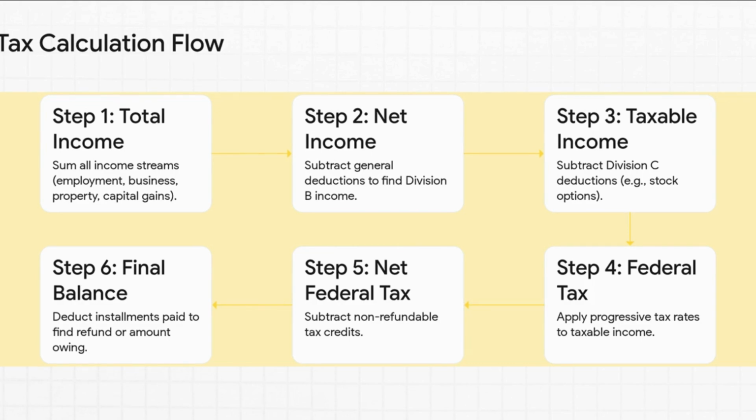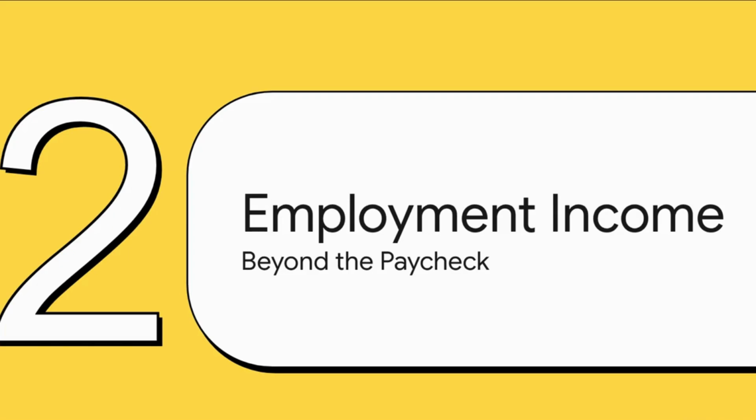Then, step 3, we subtract another set of deductions, the Division C ones, to get our taxable income. From that number, we figure out the basic federal tax, then we chip away at it with tax credits, and voila, we land on our final tax bill, or hopefully a nice refund. It works the same way every time. All right, let's move on to our first deep dive.